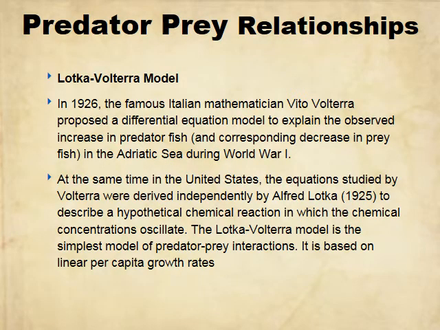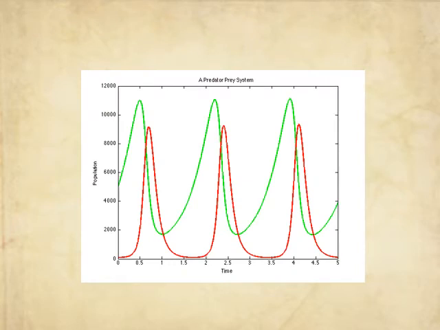Then we have our predator-prey relationship. If you remember from biology, the Lotka-Volterra model. So it's two scientists because an Italian mathematician, Volterra, came up with this equation at the same time in the US. Alfred Lotka came up with it. And so they were like, look, I figured this out. And they said, let's get together and we'll name it after both of us.